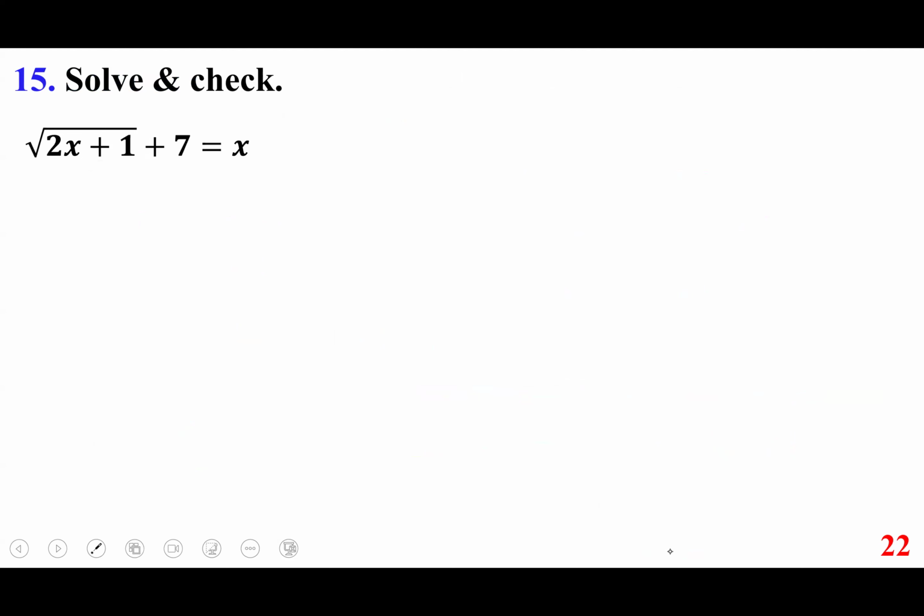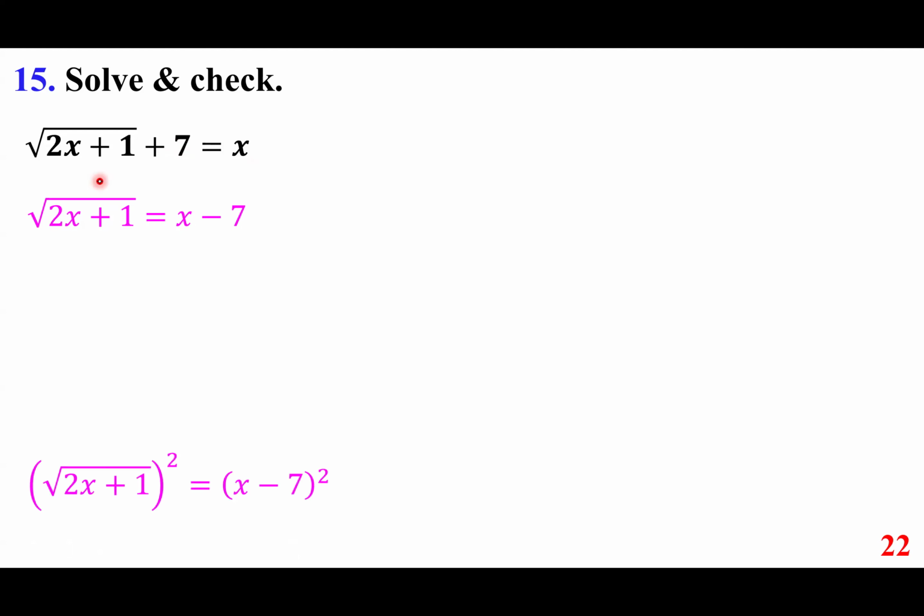We want to solve and check the square root of 2x plus 1 plus 7 equals x. The first step is similar to what we did as far as absolute value equality is concerned. That means isolate, that means move the 7. So as you move the 7, that means you subtract it. Now that the root is completely isolated, in this case the square root, you raise it to an appropriate power, in this case the power of 2, both sides.